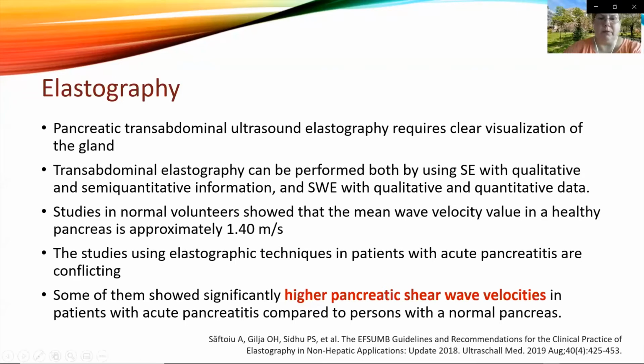Studies that were performed in normal volunteers showed that the wave velocity in a healthy pancreas is approximately 1.4 meters per second. There are studies that looked for the utility of this technique in acute pancreatitis, but unfortunately the results are conflicting. But actually, when you perform it, higher pancreatic shear wave velocities are found in patients with acute pancreatitis as compared to a normal pancreas. Due to the conflicting results, it is still not used in clinical practice together with contrast-enhanced ultrasound and conventional ultrasound for the evaluation of these patients.